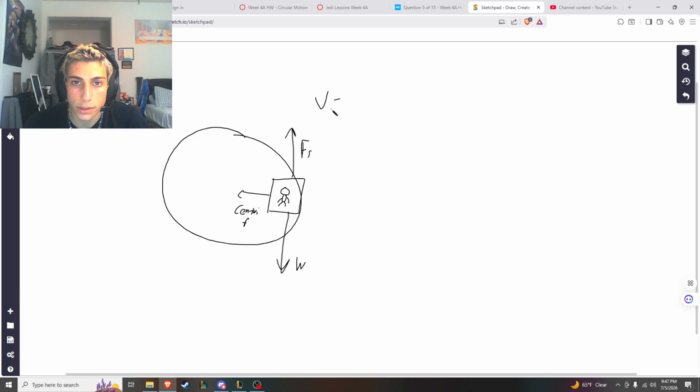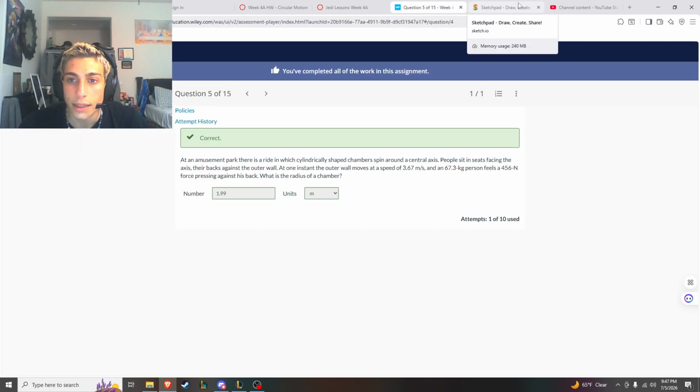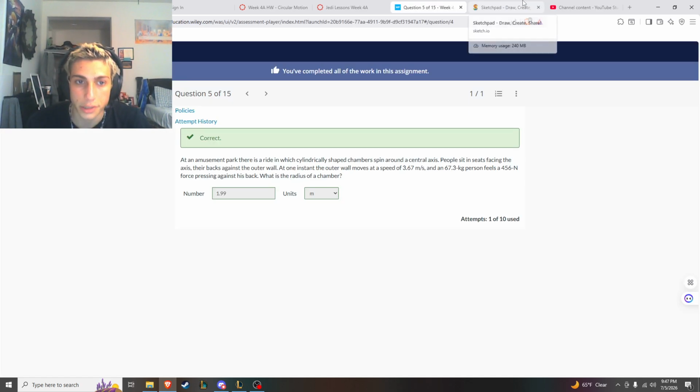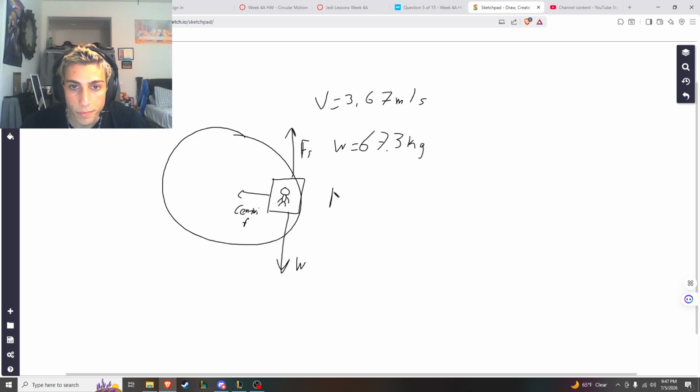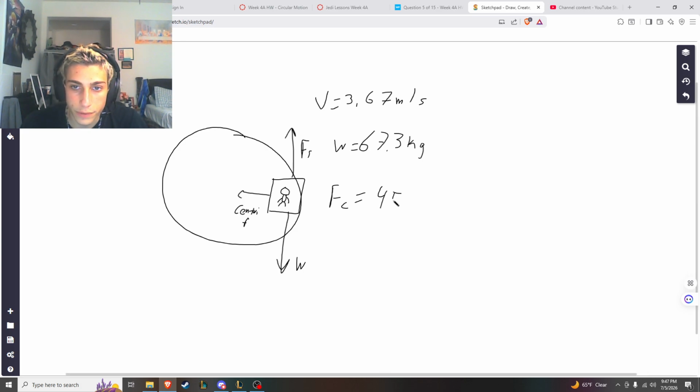His velocity is going to be 3.67 meters per second. The SI unit for velocity is meters over seconds. Then the mass is going to be 67.3 kilograms, and the SI unit is kilograms in this situation. And then we have our centripetal force, which is the normal force exerted here, 456 newtons, the SI unit being newtons.